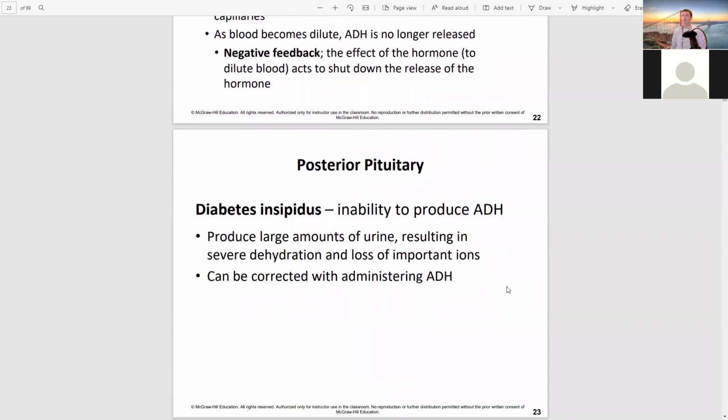So we have diabetes insipidus, which is the inability to produce ADH, and this produces large amounts of urine, resulting in severe dehydration and loss of important ions, and can be corrected with administering ADH.